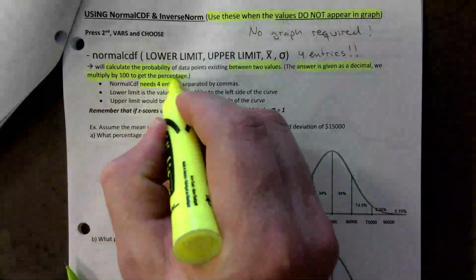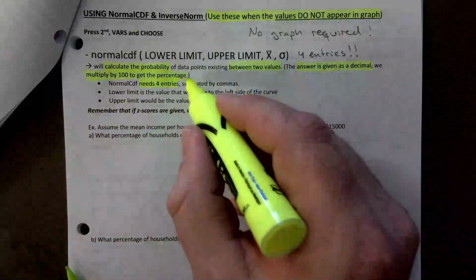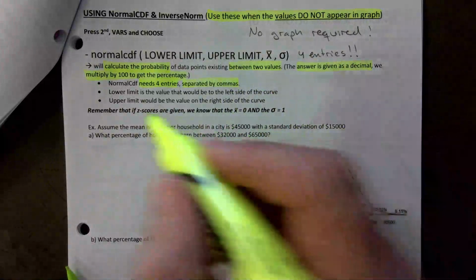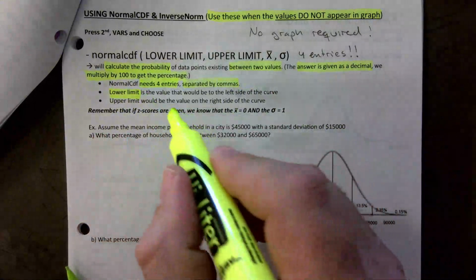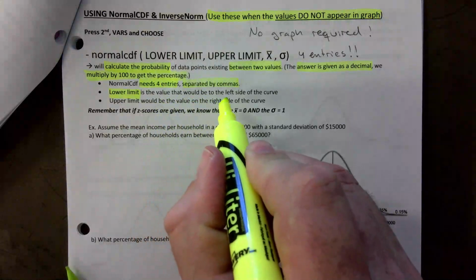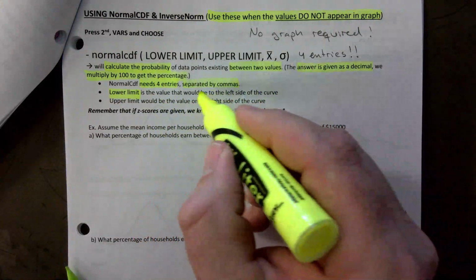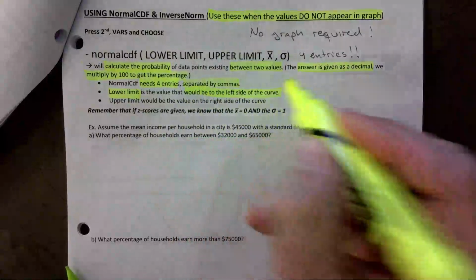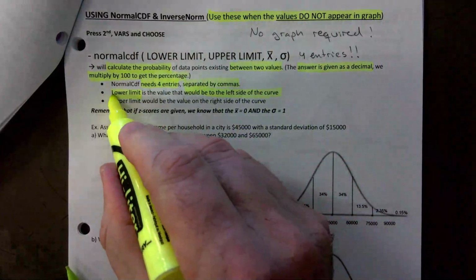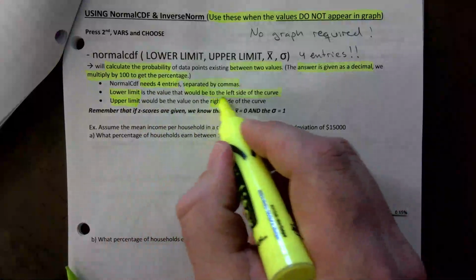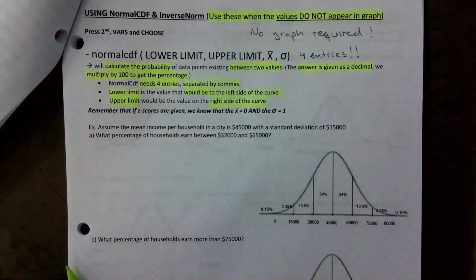Again, Normalcdf needs 4 entries, separated by commas. The lower limit is a value that would be to the left side of the curve somewhere. Upper limit, obviously, it's somewhere to the right of the curve. And just a reminder, a different color for this one.